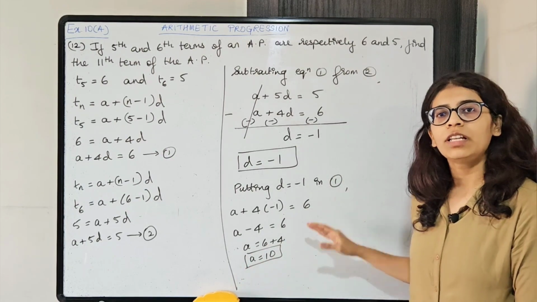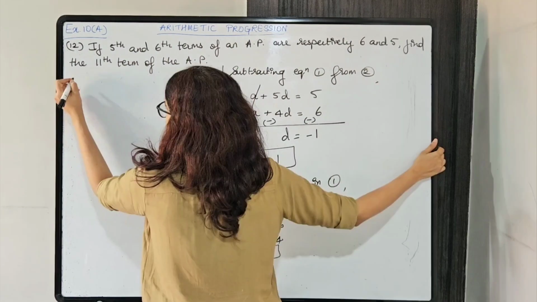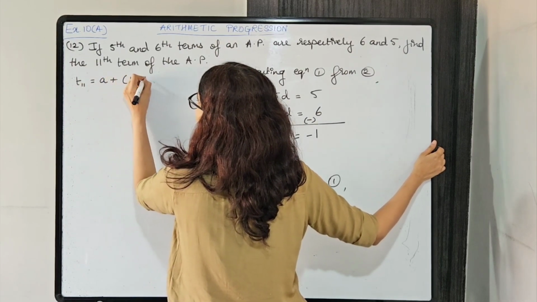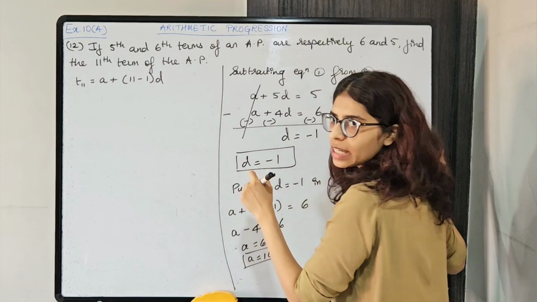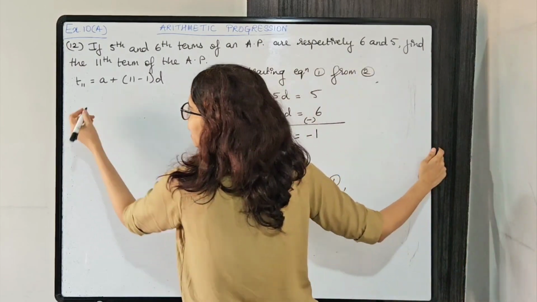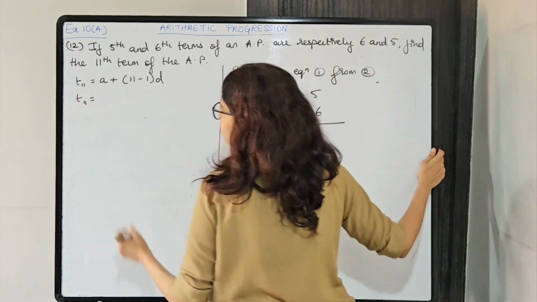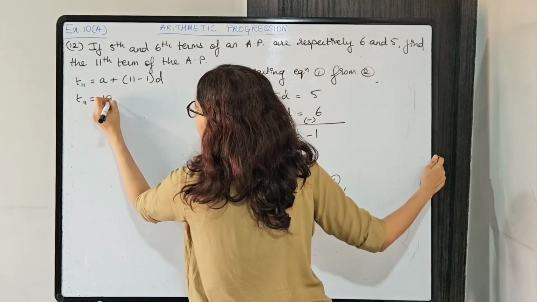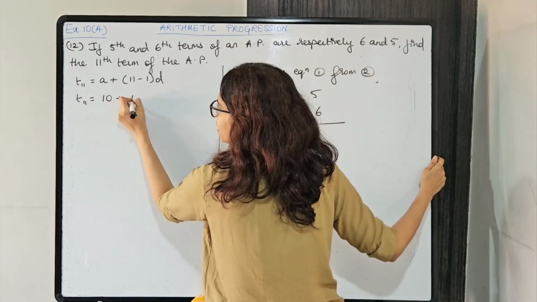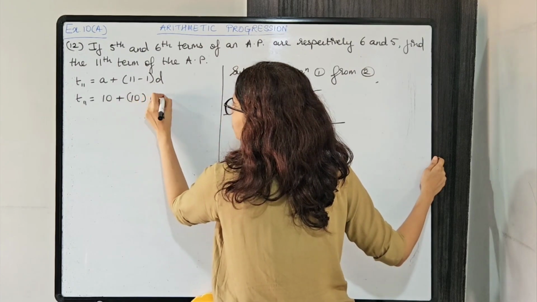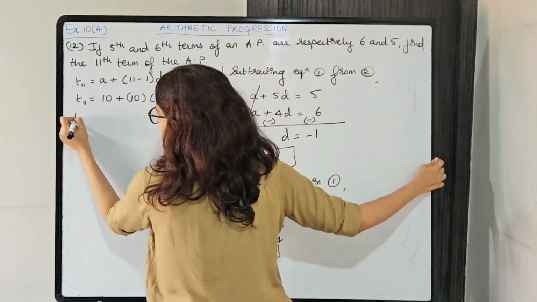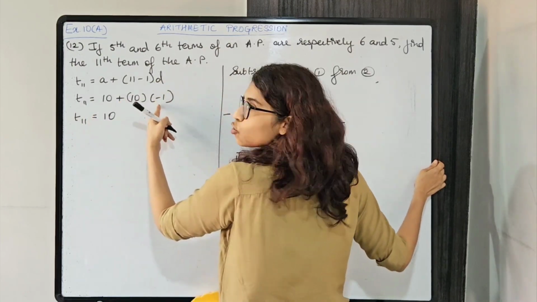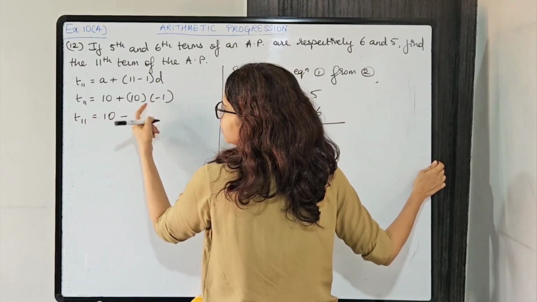Now we'll find out the 11th term using the formula. 11th term will be a plus 11 minus 1d. Okay, n will be 11. a and d का values put करते हैं. a is 10 and d is minus 1. So 10 plus 11 minus 1 is 10 and d is minus 1. So 11th term will be 10 plus into minus is minus, 10 ones are 10.